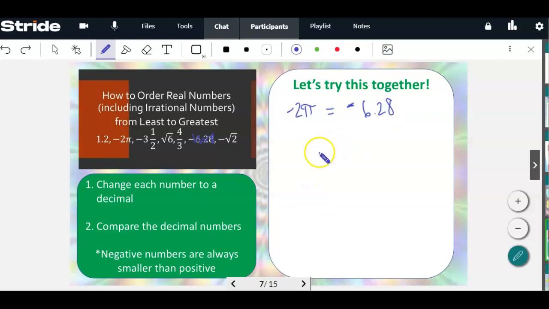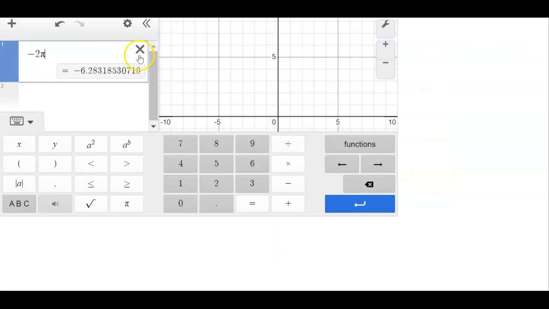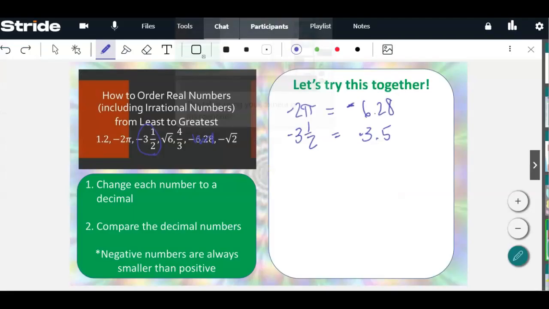So -2 pi is equal to approximately -6.28. So that's a negative number. We also have this as a negative number, -3.5. We just did that one, -3.5. All right, then we have this square root of 6. So let's do it on a calculator. Square root 6, 2.44. So we'll just say 2.4 approximately.